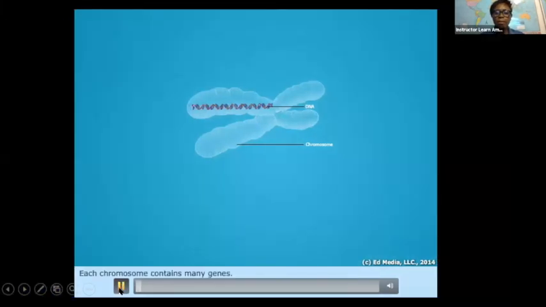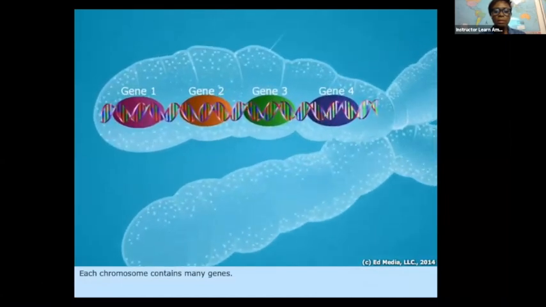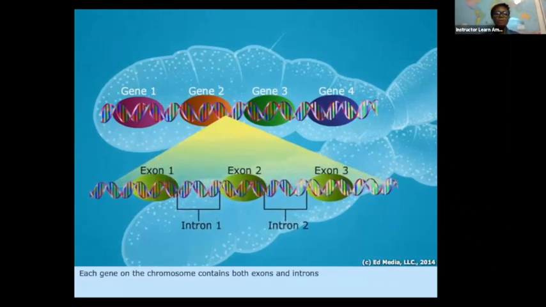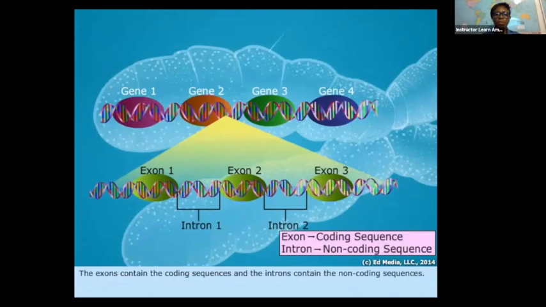Each chromosome contains many genes. Each gene on the chromosome contains both exons and introns. The exons contain the coding sequences, and the introns contain the non-coding sequences.